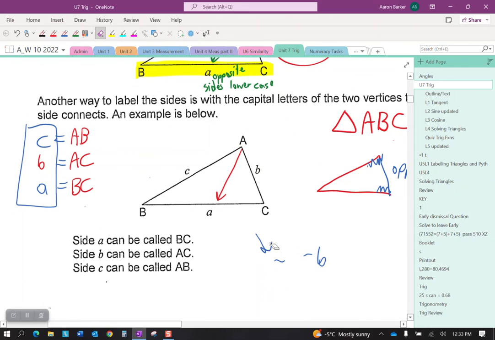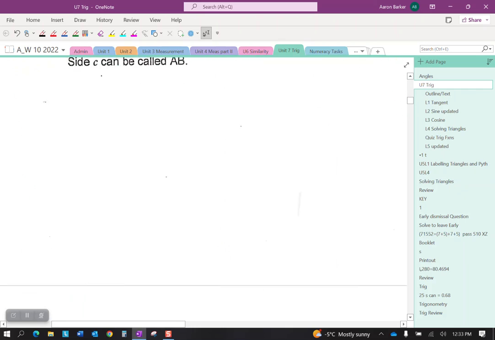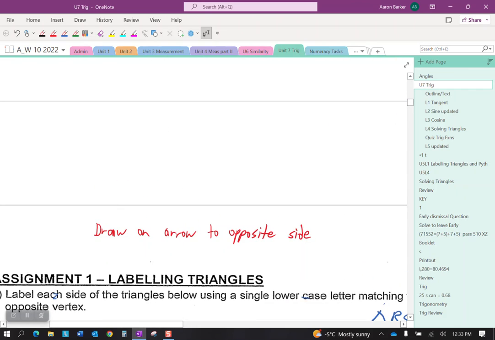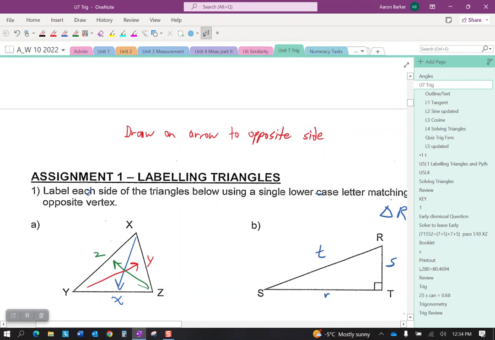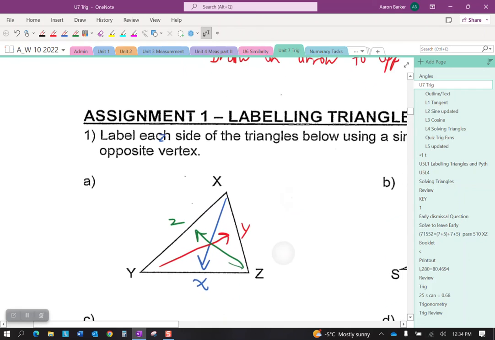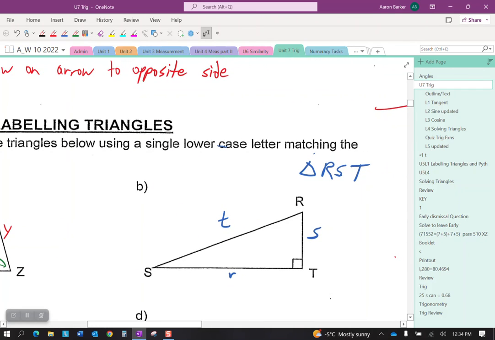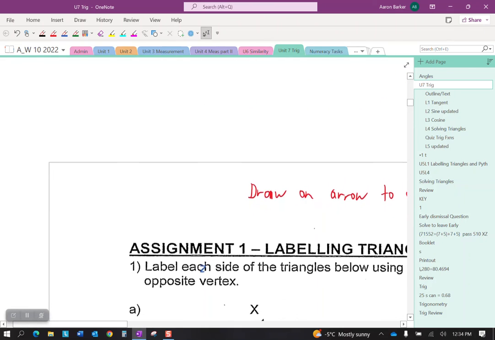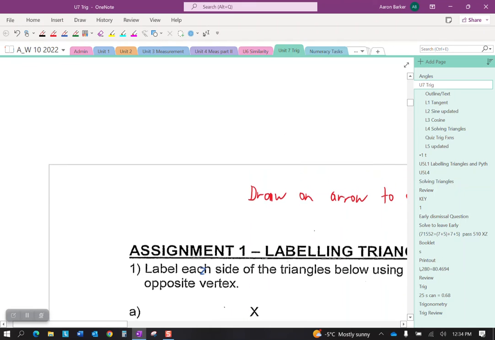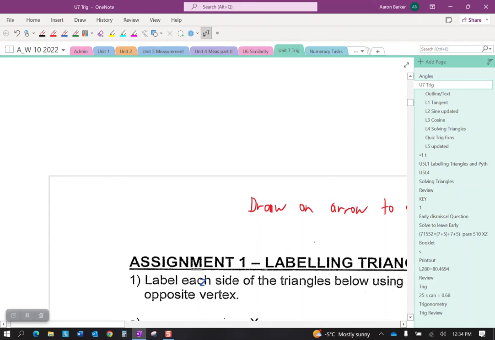Okay. So for assignment 1 then, what you need to do is draw an arrow to the opposite side. Okay. Draw an arrow to the opposite side. Yeah, and then you can label it, right? So you can see here how I did it. Lowercase z, lower y, lower x. B, same thing. You can even call the triangle by its proper name, okay? The answer key is on the back. Check your answers always. Give you about 10, 15 minutes for this, and then we'll do starting to Pythagoras, okay? Assignment 1, go.